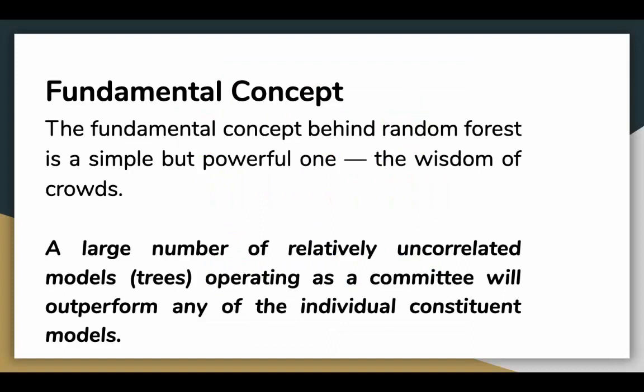Now, the fundamental concept behind random forest is a simple but powerful one: the wisdom of crowds. Now, what does that mean? A large number of relatively uncorrelated models or decision trees operating as a committee will outperform any of the individual constituent models or individual decision trees. This is the most fundamental concept in random forests. The low correlation between models is the key. The reason for this wonderful effect is that the trees protect each other from their individual errors. While some trees may be wrong, many other trees will be right, so as a group the trees are able to move in the correct direction.